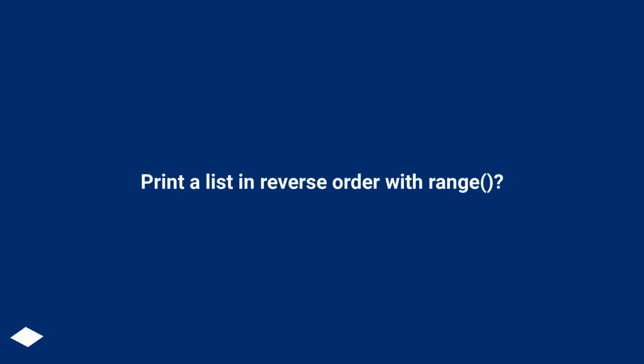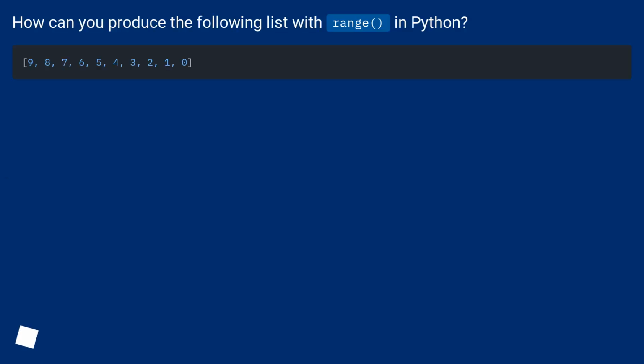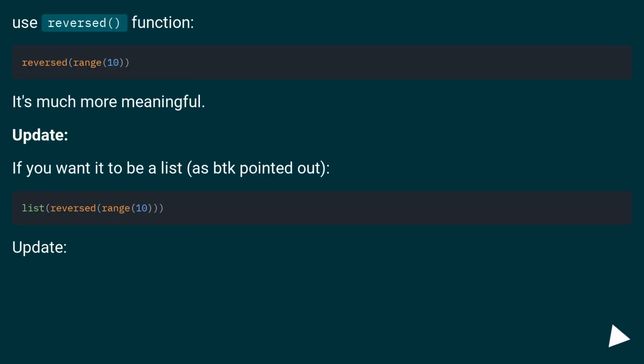Print a list in reverse order with range. How can you produce the following list with range in Python? Use reversed function.